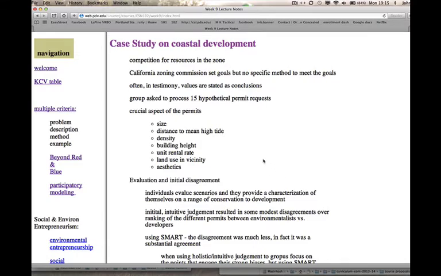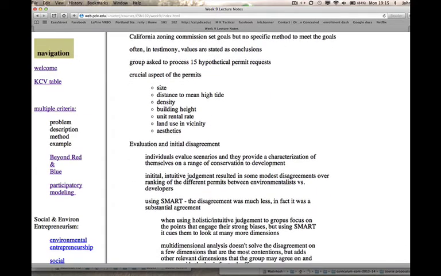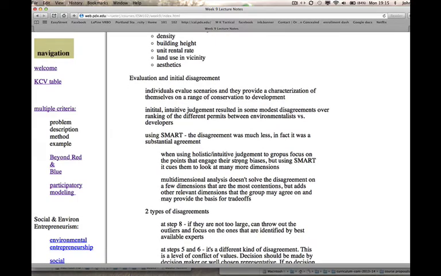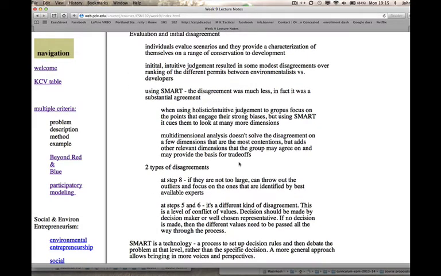process 15 hypothetical permit requests. And those all dealt with the size and the distance to the ocean and the density of development, building height, land use, etc., aesthetics. And then they went back through and looked at these using this tool. And what they saw is that when they had these disagreements over judging aspects of this, it usually came down to two types of disagreement.